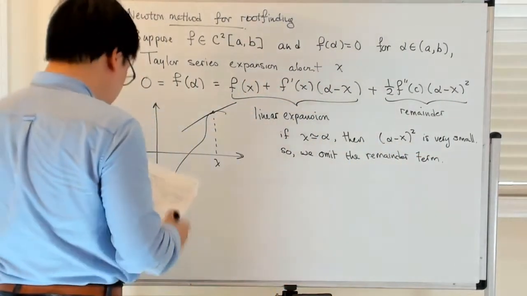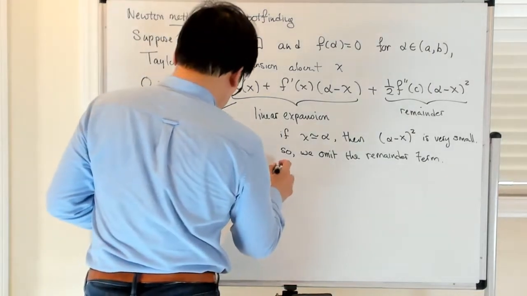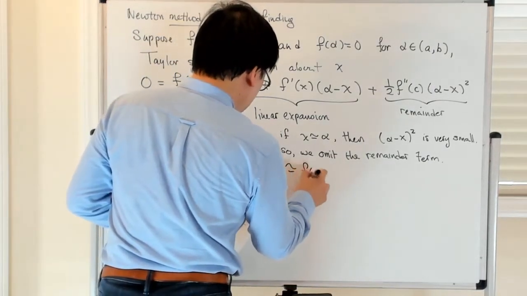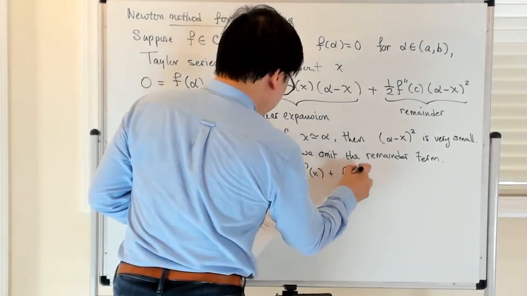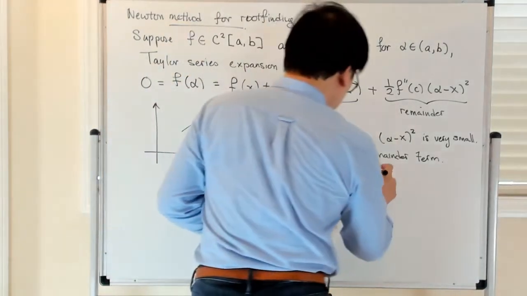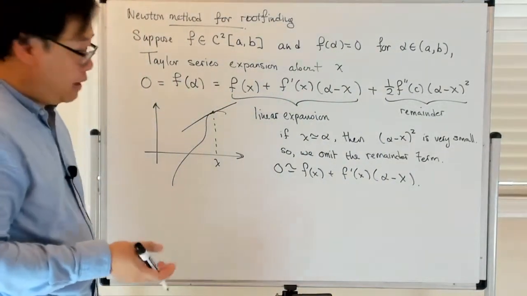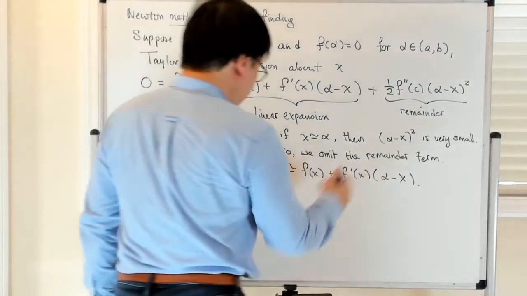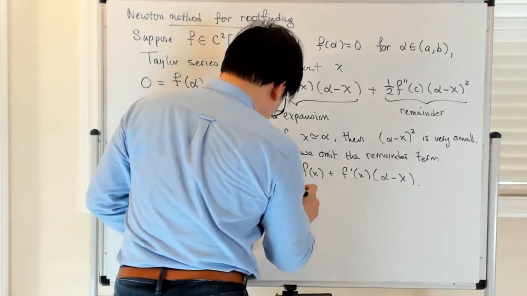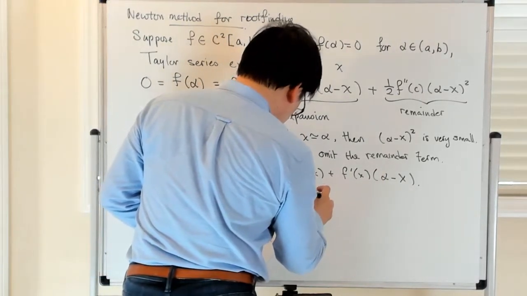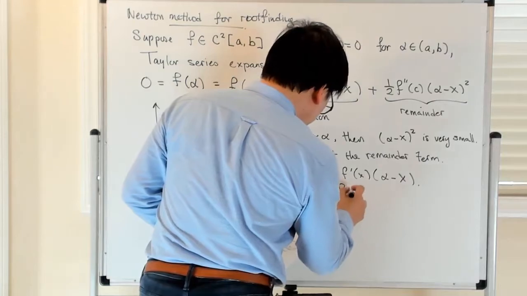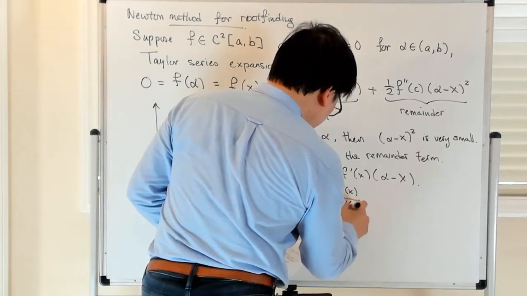All right, and then this is saying that 0 is approximately equal to f of x plus f prime of x times alpha minus x. And so you can solve for alpha from this equation. So alpha is approximately equal to x minus f of x over f prime at x.